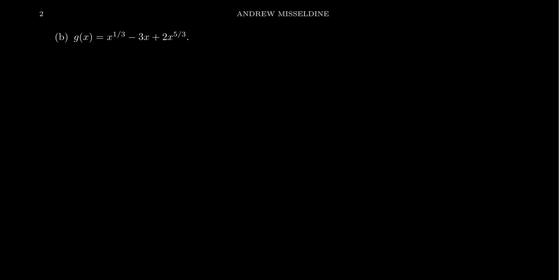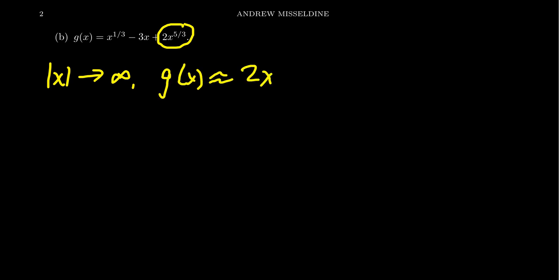You'll notice that in this example, everything is a power function. When it's only power functions, dominance is very easy. You just look for the biggest power, and that biggest power is going to be x to the 5/3. So as the absolute value of x approaches infinity, we see that g of x will be approximately the same thing as 2x to the 5/3.